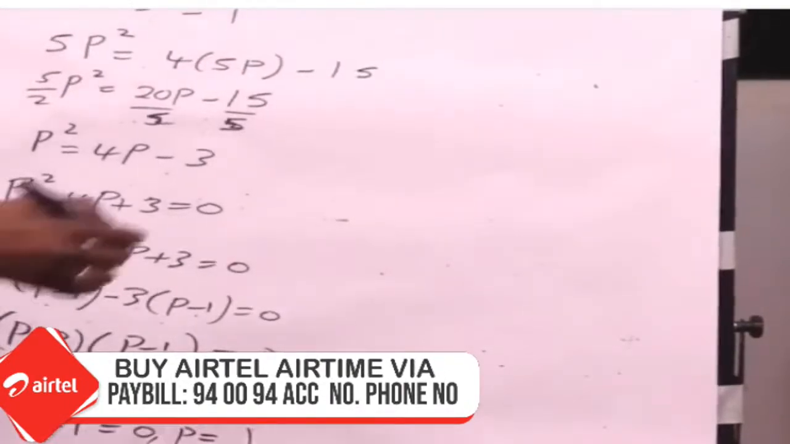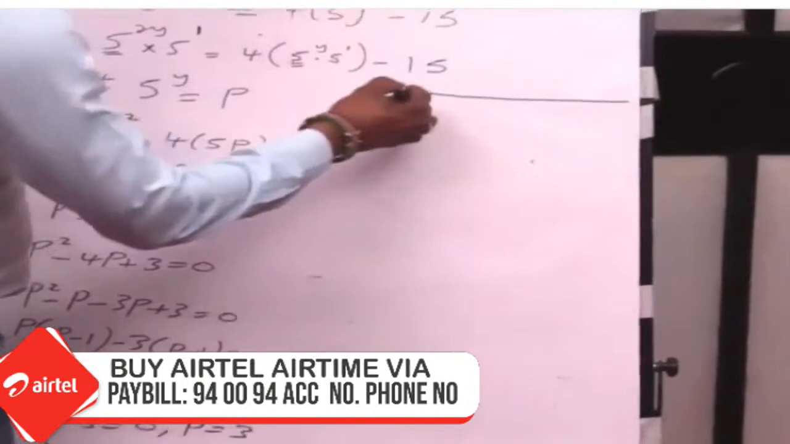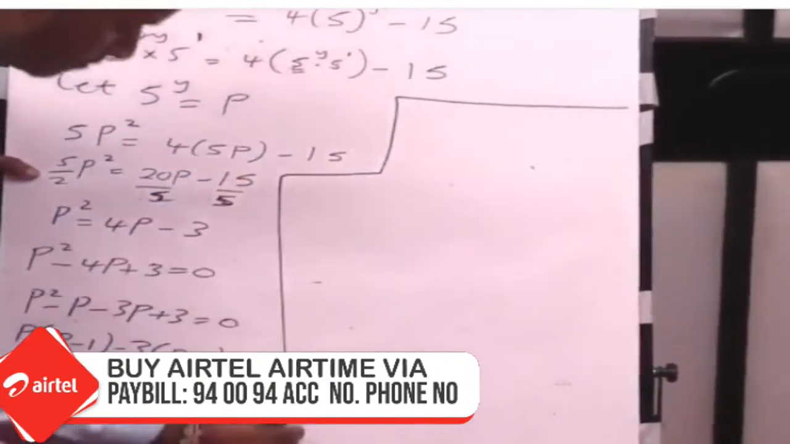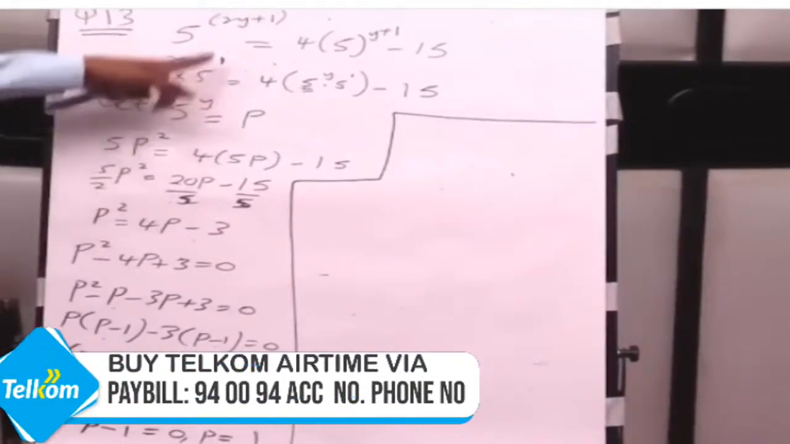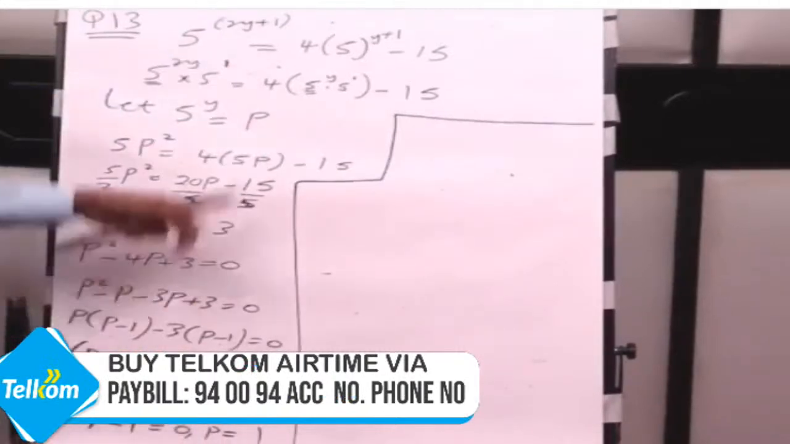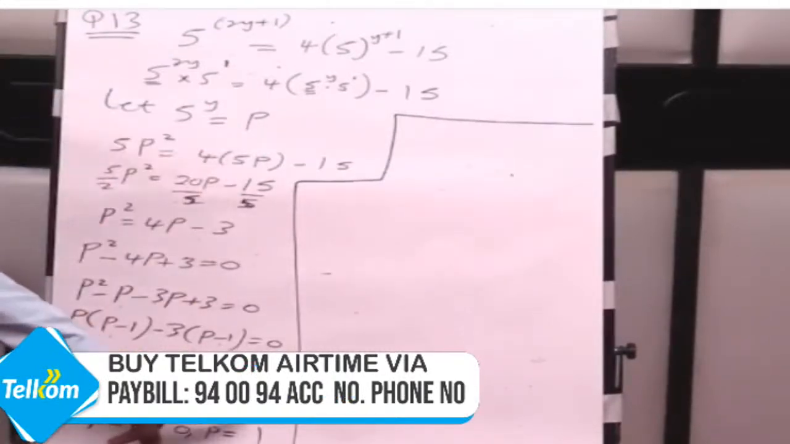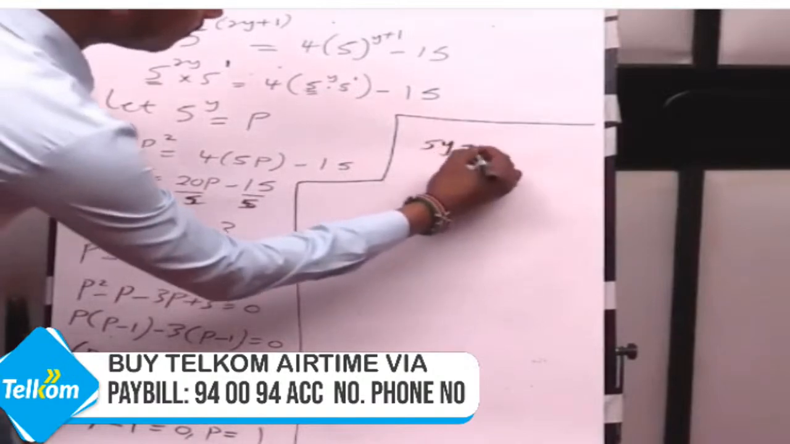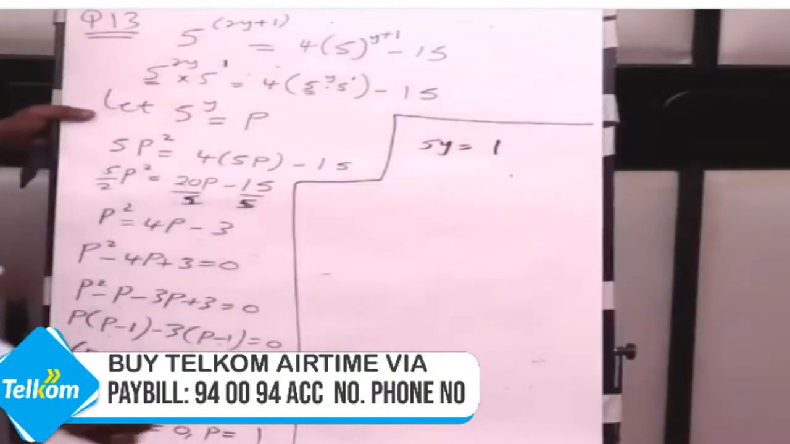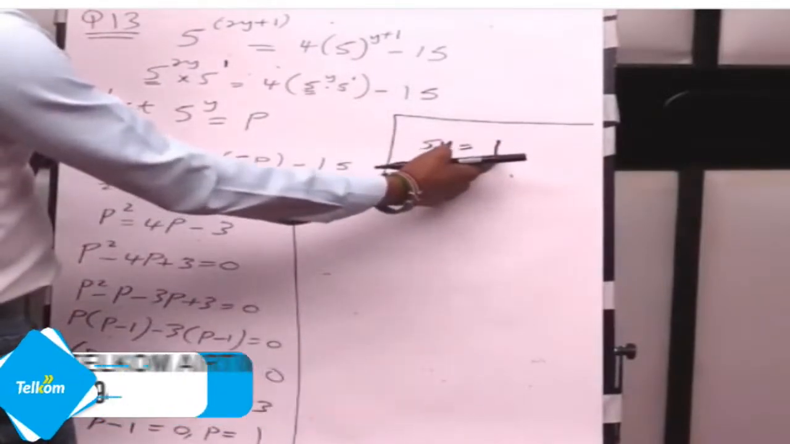From here, class, we are not done yet, so be attentive. When p is 1, what is the value of y? Because we are interested in the value of y. So come and replace p. We will have two values of y. So when p is 1, let's start with that. So 5^y equals p, which is 1. Any number raised to power 0 is 1.